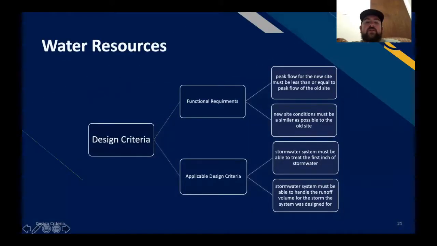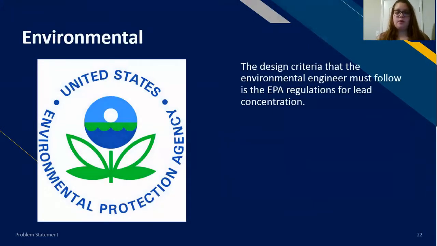There are 4 major design requirements that need to be considered. Peak flow from the new site must be less than or equal to the peak flow of the old site. A new site condition must be as similar as possible to the old site. Stormwater system must be able to treat the first inch of stormwater runoff. The stormwater system must be able to handle the runoff volume for the system that it was designed for. My criteria I had to follow was making sure the system followed the EPA regulations, which was making sure the lead is under 400 milligrams per liter.